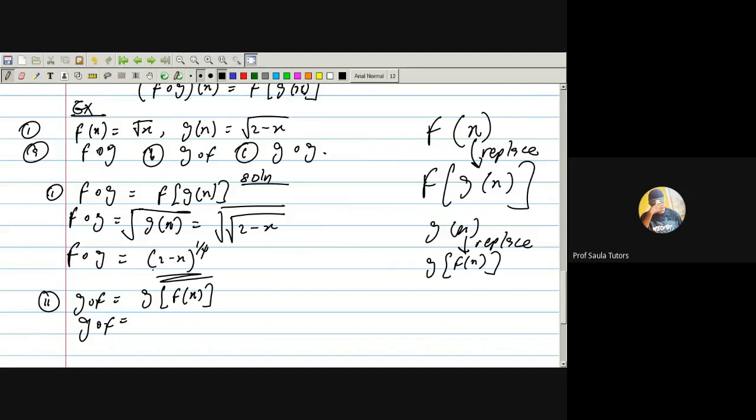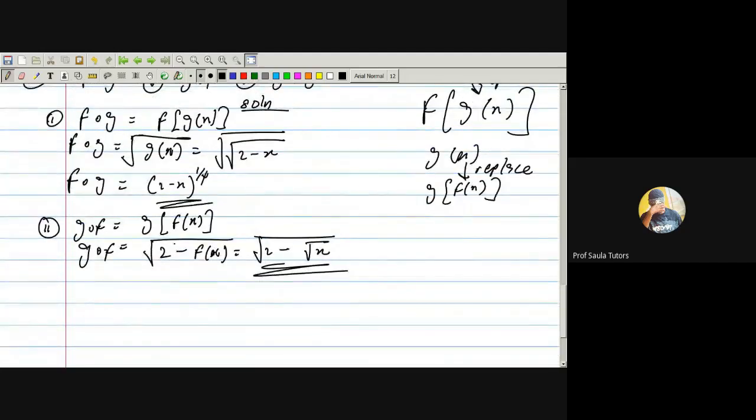So what do you have? Let's replace. What's my g of x now? Square root of 2 minus x. Now my x has been replaced with what? F of x. Are you there? Yes, sir. Nice. So square root of 2 minus my f of x, which is now what? Root x. Square root of x. That's it. So just replace x with it.